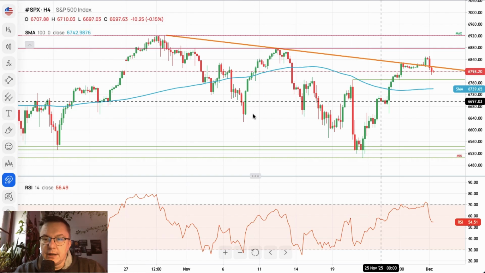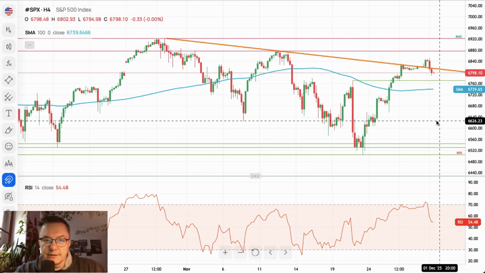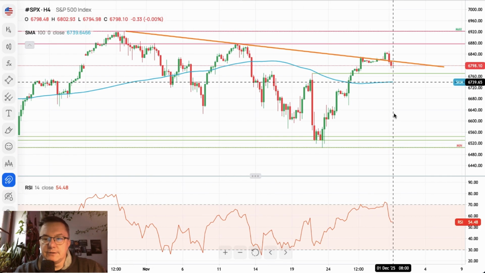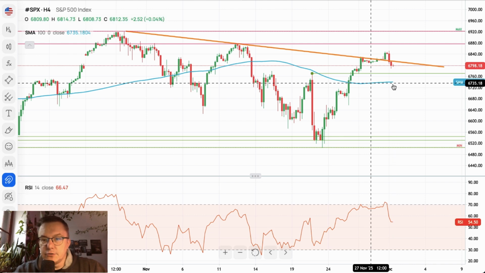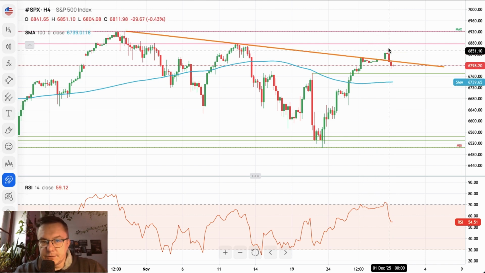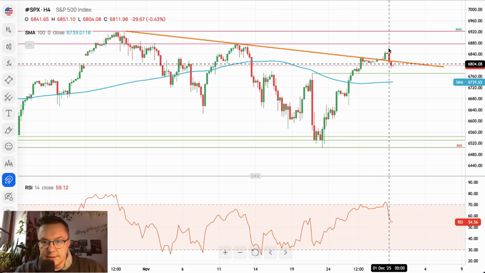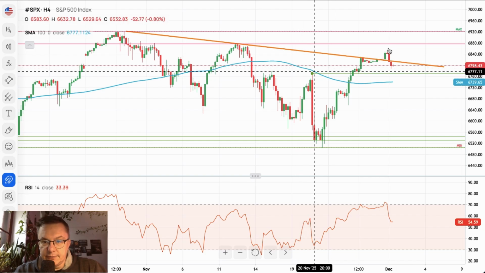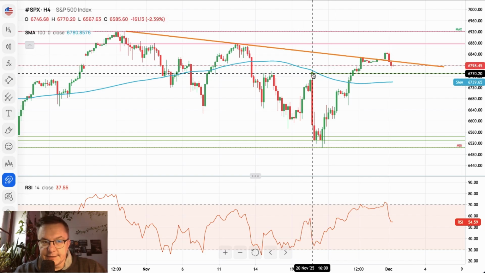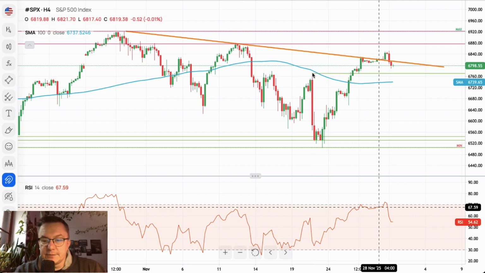S&P 500 at the beginning of the new trading week and the last trading month of 2025 doesn't do much. We just broke above the trend line, then we go back below it, and we are still waiting for this level here, 6,770, to be tested. Because it's a technical support.